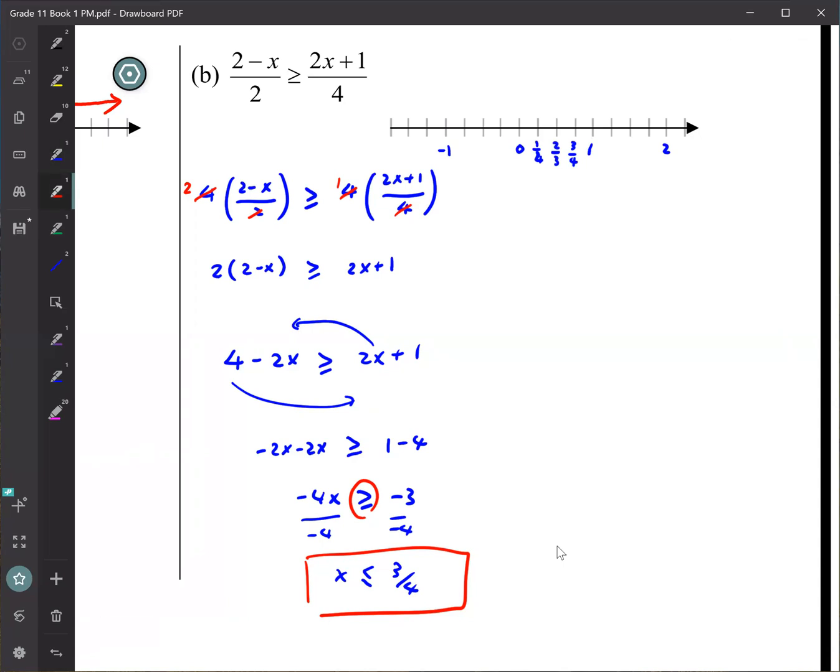We have to draw the line now. Jenny, what kind of dot do we put? It should be a filled-in one. Yep, filled in at 3/4, and we should be pointing to which side, Marcus? Point to the left. Very good, we want less than. So this is what to do if you see an answer that has a fraction.